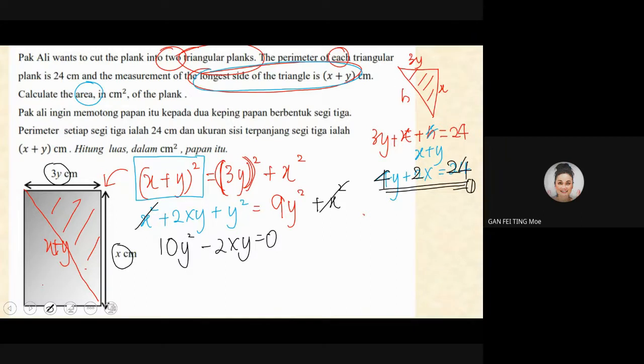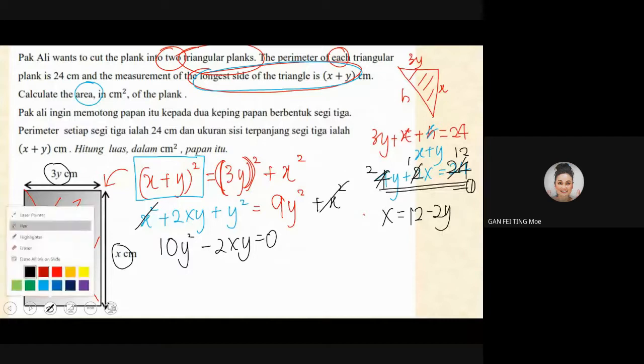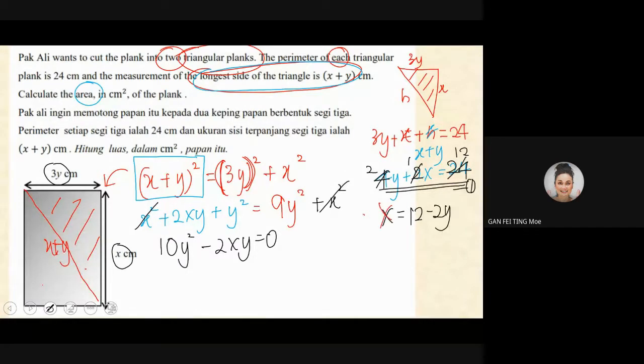So you may simplify 1, 2, and 12. Simplify. So x will be equal to 12 minus 2y. Sub the x here into here. Very simple. So that's all, my class is finished already. So it will be 10y squared minus 2 in the bracket, (12 minus 2y), times y, equals 0. So you'll get it as 10y squared.